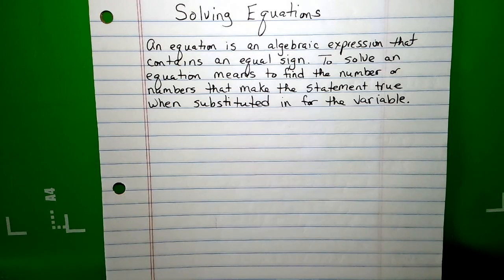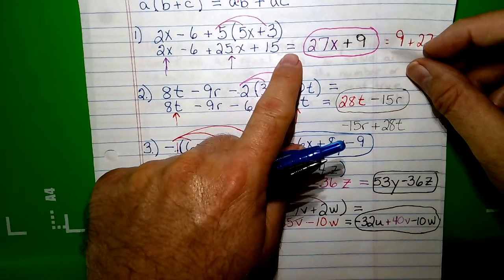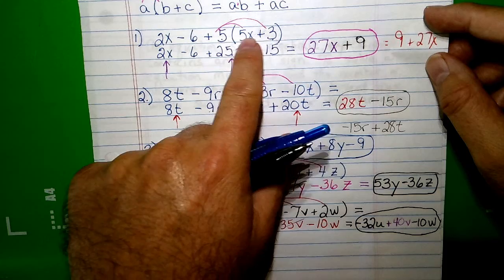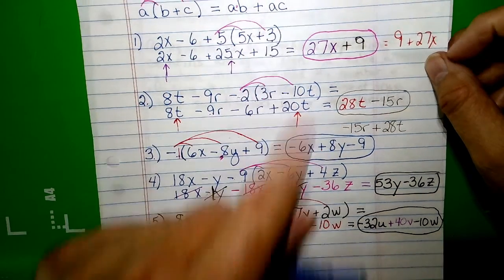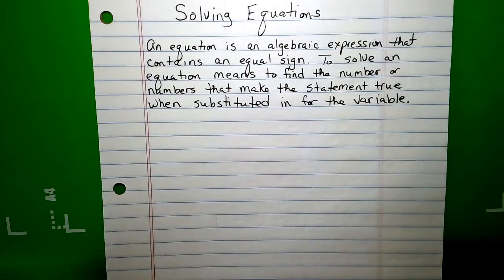For instance, in an earlier video, we were doing the distributive property. Notice how I put the equal sign. That's not an equation. This was the original problem. There was no equal sign in the original problem. If you just put equal signs as you're reducing something, that's not an equation that you're solving. To solve an equation means to find the number, or possibly numbers, maybe more than one, that make the statement true when substituted in for the variable.